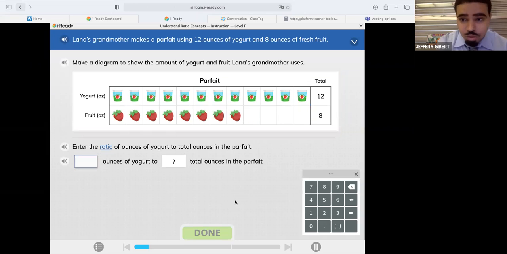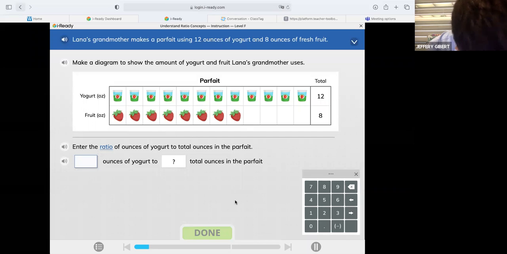Nishani, how many ounces of yogurt are there? David, how many ounces of yogurt are there? 12. All right, and how many total ounces are in the parfait? 20. All right, how did you get 20?